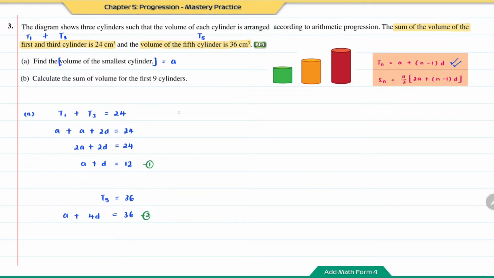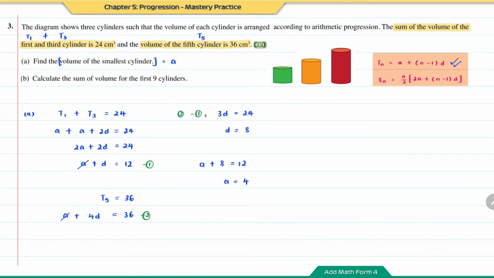Here I'm going to use equation 2 minus equation 1. So A minus A will be cancelled. 4D minus D, you're going to get 3D. 36 minus 12 is 24. So D equal to 24 divided by 3, which is equal to 8. To find the A, which is the volume of the smallest cylinder, I'm going to substitute D equal to 8 into the first equation. Therefore, A plus 8 equal to 12. So A equal to 12 minus 8, which is equal to 4. So that is the volume of the smallest cylinder.